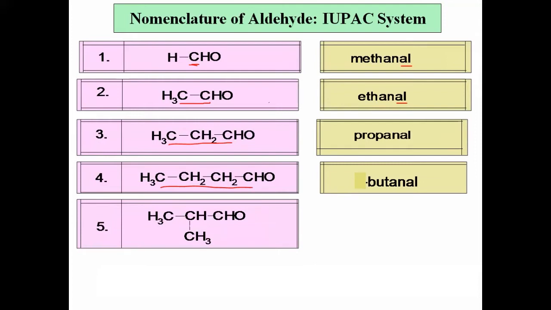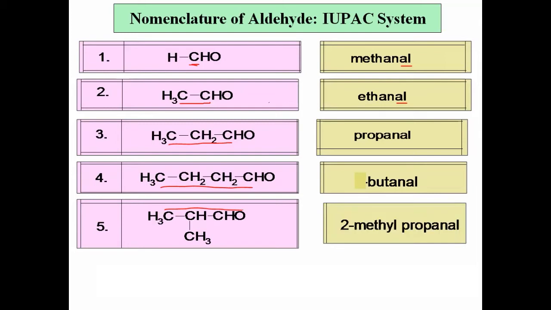Now consider the next example. Here there is a branching. Therefore we first select, what is the first rule? We select the longest continuous carbon chain. Okay, this is the longest continuous carbon chain. How many carbons are there? It has 3 carbon atoms in the chain. Therefore, the parent alkane is propane. Now we replace the last E by Al. Therefore, it becomes propanol.